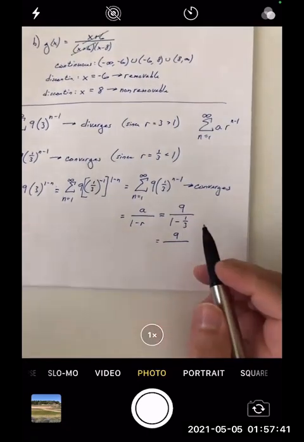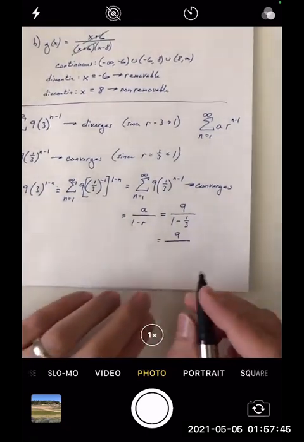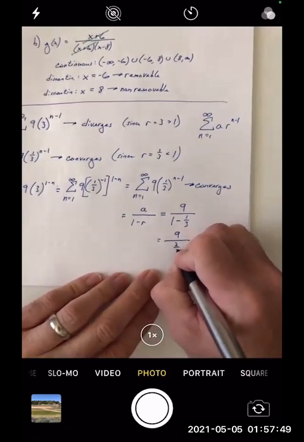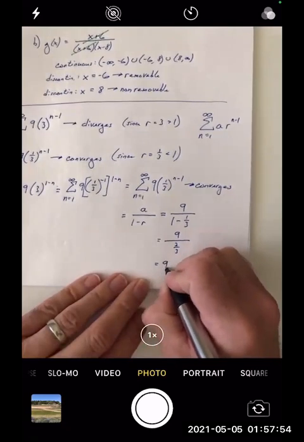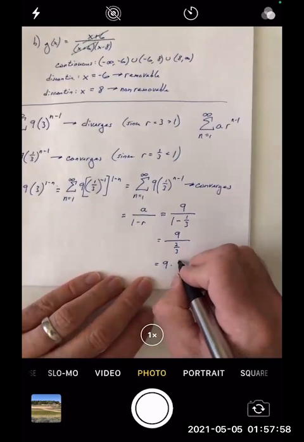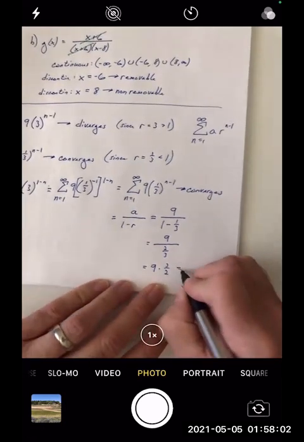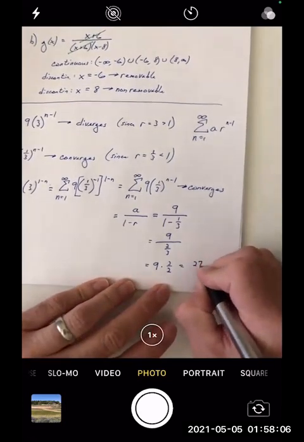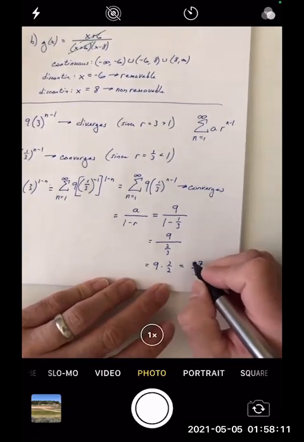Okay, so now you just have to start working stuff out. What's 1 minus 1/3? 2/3. And when you divide by a fraction, it's the same thing as multiplying by its reciprocal. So instead of dividing by 2/3, let's multiply by 3/2. And nothing cancels out. So you're just stuck with 27/2.